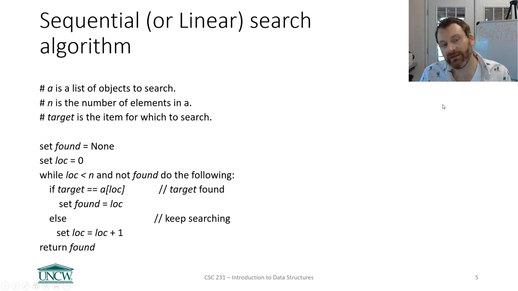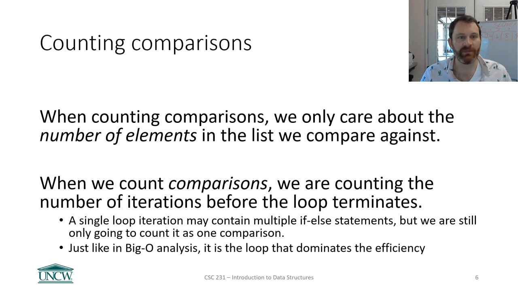So here's the algorithm for it. You can find this algorithm on your search sheet, or your search handout. And this is written in pseudocode. This is not valid Python. This is not valid Java. This is not valid anything. This is pseudocode. But it tells you how the algorithm works. So one of the things we're going to do in this module is get practice tracing algorithms. So when in doubt of how these algorithms work, go to the pseudocode.